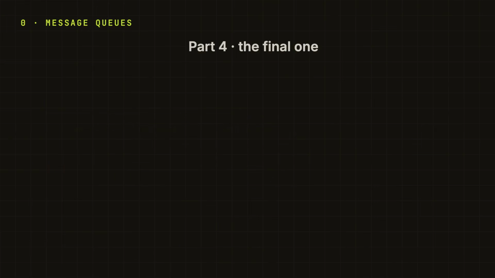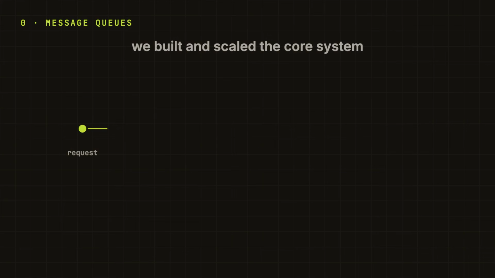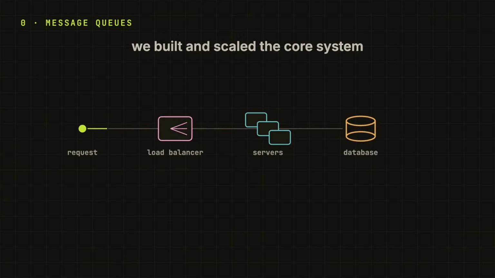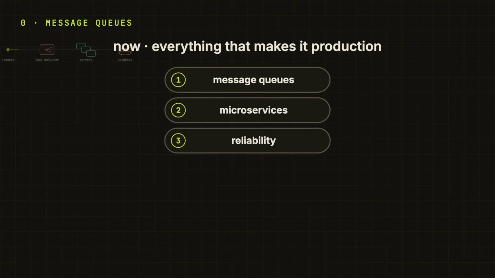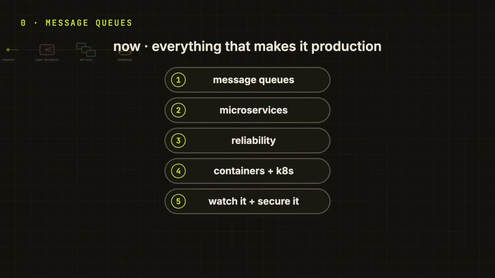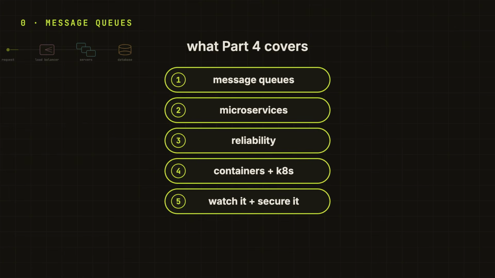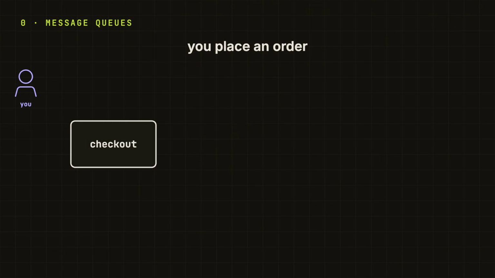Welcome back. This is part 4, the final one. We have built and scaled the core system. Now we cover everything that turns it into a real production system: message queues, microservices, the patterns that keep it reliable, how it is shipped with containers and Kubernetes, and how we watch it and keep it secure. Let's finish this.